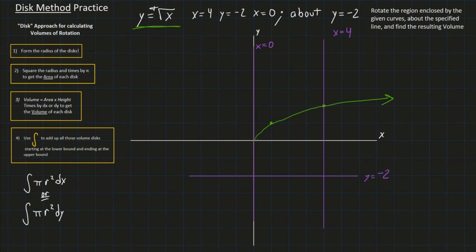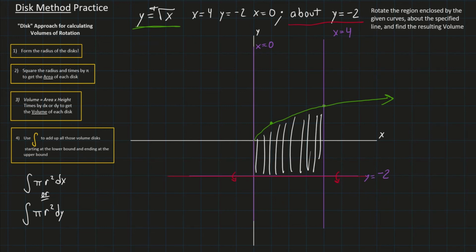Alright, the region of interest here is going to be this guy. And what line do we want to rotate it about? About the y is equal to negative 2. So this line. And we can imagine this 3D shape that rotating that area about will form. It'll form some weirdness.